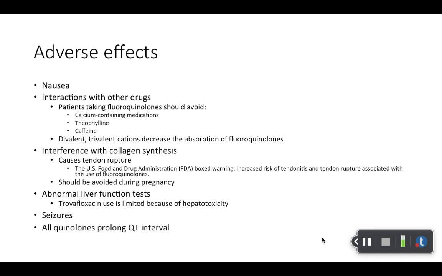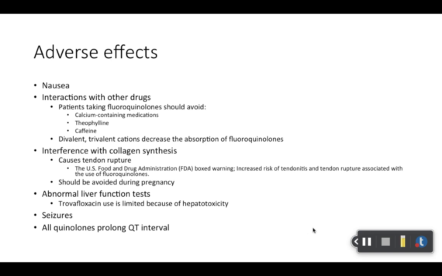Another boxed warning that's not on here is that there is a US boxed warning for myasthenia gravis with fluoroquinolones. The fluoroquinolones may exacerbate muscle weakness related to myasthenia gravis, so you're supposed to avoid use in patients with a known history of myasthenia gravis. Unfortunately, there have been cases of severe exacerbations, including the need for ventilator support and death, when a person who has myasthenia gravis has been given fluoroquinolones. So that's another boxed warning, so please add that to this slide.